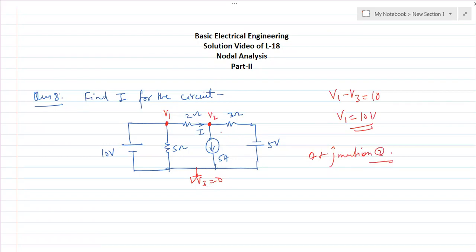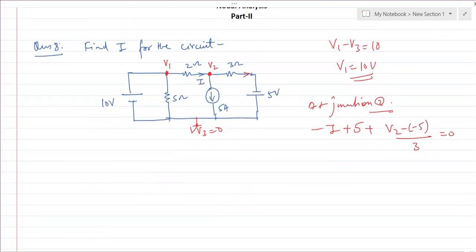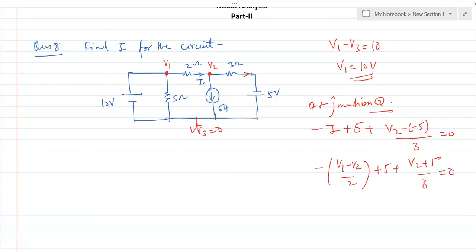Junction 2 के लिए आपके पास 3 currents हैं. एक I current आ रहा है जो incoming है, that is minus I. दूसरा 5 ampere current है जो outgoing है, और तीसरा current, let us consider it also in outgoing direction, that will become (V2 minus of minus 5), that will become V2 plus 5, minus 0, upon 3 is equals to 0. LCM will be 3, और ये जो I है, we have to put the value of I here also. This value of I is nothing but equals to (V1 minus V2) upon 2, plus 5, plus (V2 plus 5) upon 3 is equals to 0.